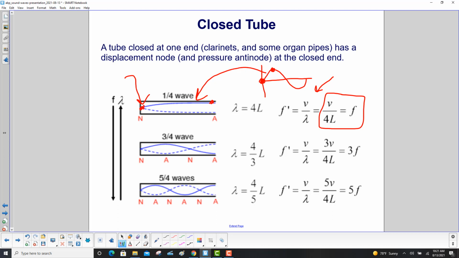Now, what's the next wave you can fit in there? You can get 3/4 of a wave. So that means you go up like this, come down here, and wind up over there. That's 3/4 of a wave. So your wavelength this time is going to be 4/3 of the length. We do frequency again is V over lambda. We get 3V over 4L, and it's 3F. Then one more time, you get this picture with 5/4 of a wave. Lambda is 4/5 of L. Plug it in, and now you get 5 times that fundamental frequency. So we've gone from 1F, 3F, 5F.